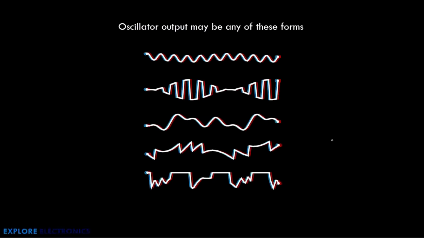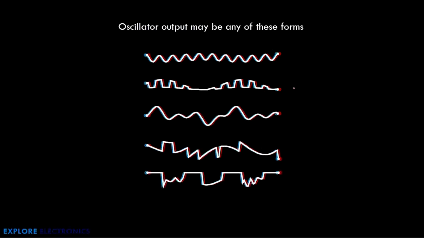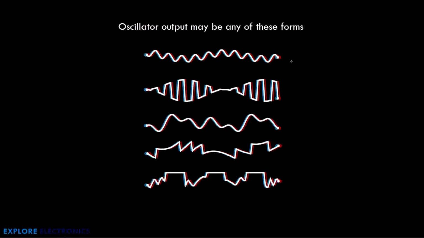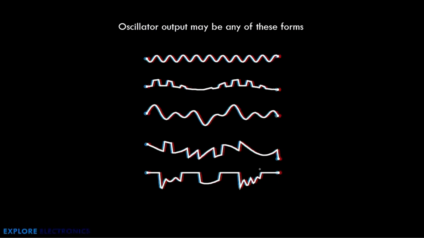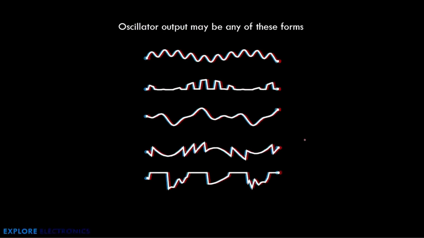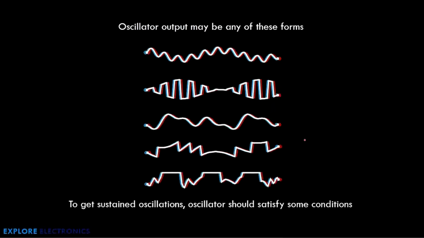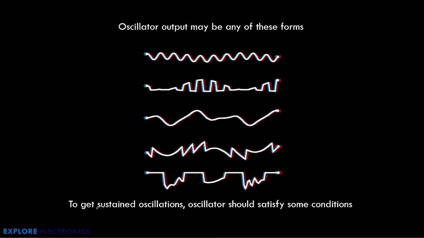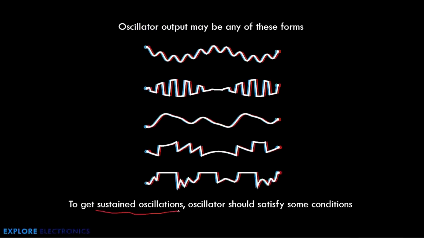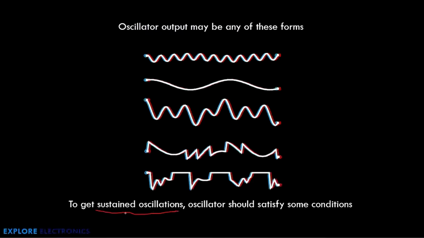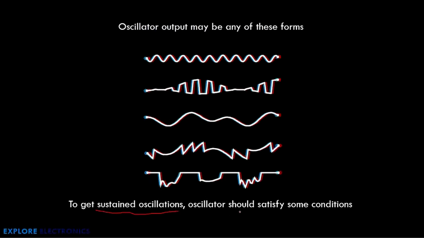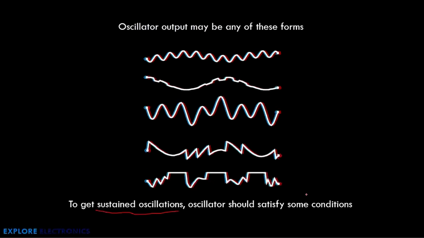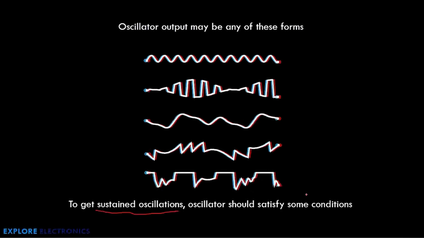So the oscillator output may be of any of these kinds. It can be a sine wave varying like this, or it may be a continuous signal like this. To get a continuous signal with sustained oscillation, without any disturbance, the oscillator should satisfy some conditions. So let us see what conditions the oscillator should satisfy to get a sustained oscillation.